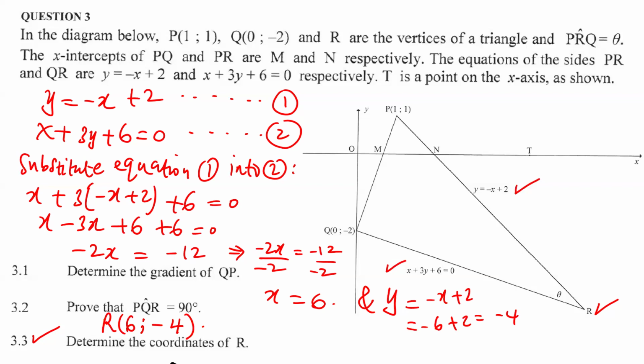Okay, to summarize, we have been able to determine the coordinates of R. How did we do that? We realized that there's a line whose equation we know, and another line whose equation we know. They meet at a point, and when they do, we have a point of intersection. That point of intersection is the point R, and the coordinates have been found: exactly 6 and minus 4. Next question.